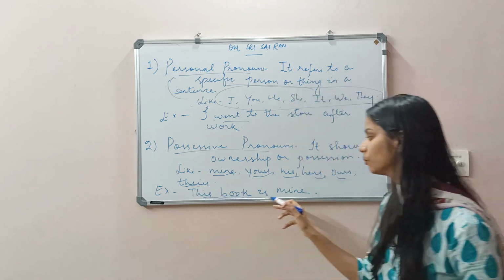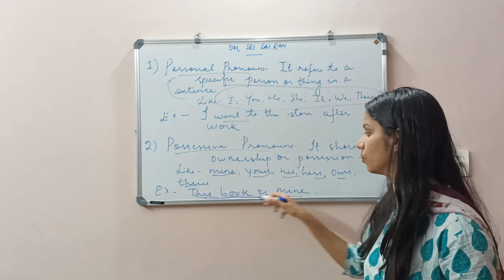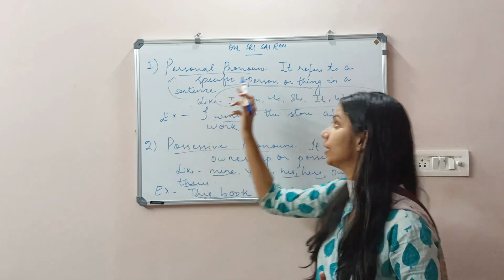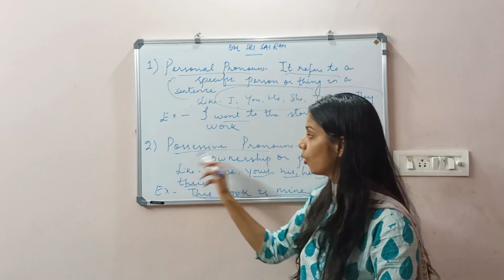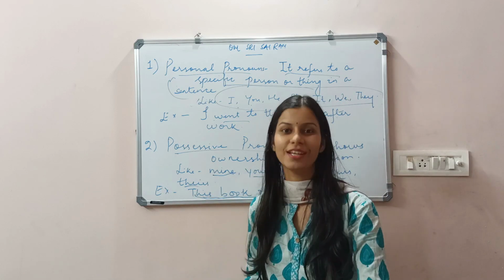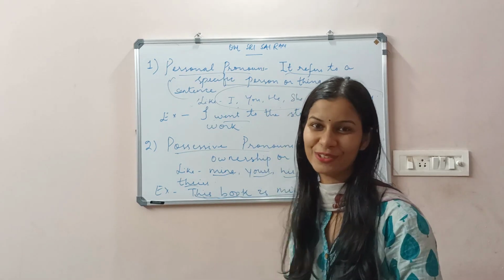For example, this book is mine. Whose book is it? Mine. So I will be telling, this book is mine. So what we understood is that a personal pronoun denotes a specific person or a thing in a sentence, while a possessive pronoun denotes ownership. Okay. So now we will be coming to the third and the fourth types of pronouns.